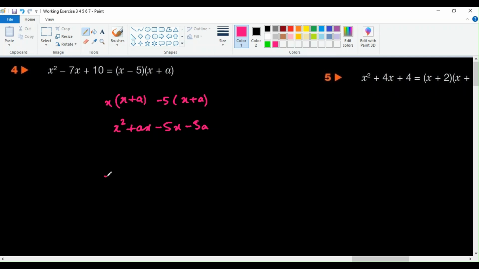So I know very well that minus 5a equals plus 10. So a equals 10 over minus 5. That means a equals minus 2. So the value of a is negative 2.